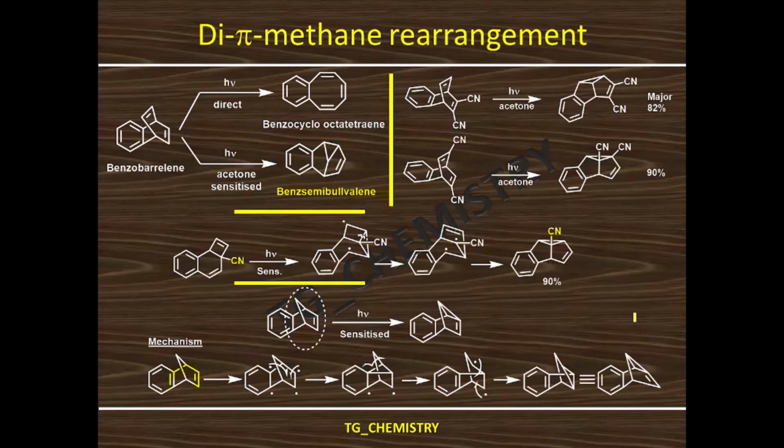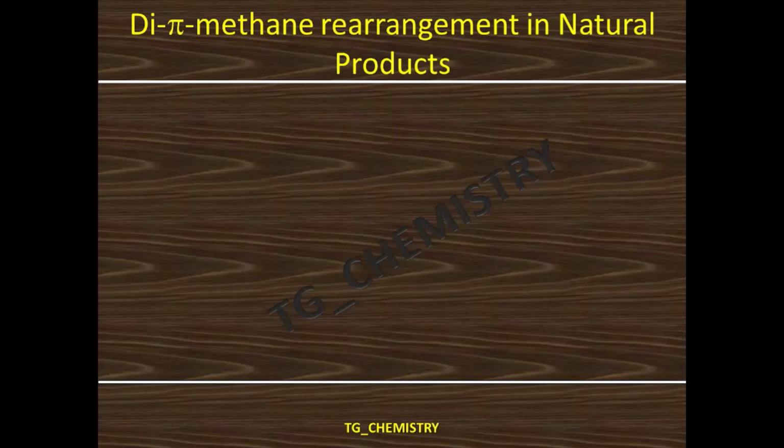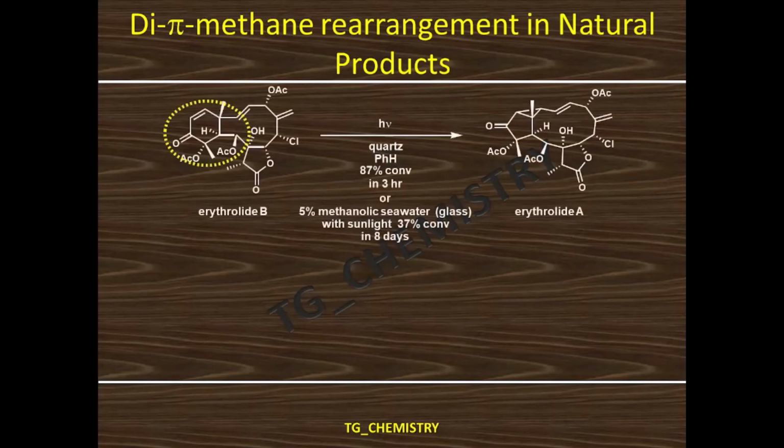So now we will see the example or the application of di-pi-methane rearrangement in natural product synthesis. In the natural product synthesis, first we will see that from erythrolide B we will get erythrolide A by means of photochemical reaction or photoirradiation involving the di-pi-methane rearrangement reaction, and the yellow dotted circle shows the part of the whole molecule of erythrolide which is taking part in the di-pi-methane rearrangement reaction.